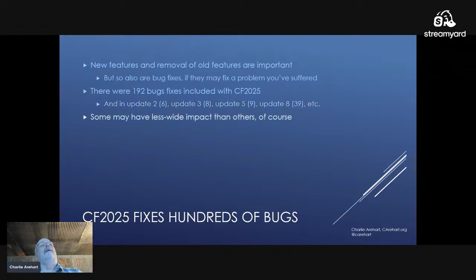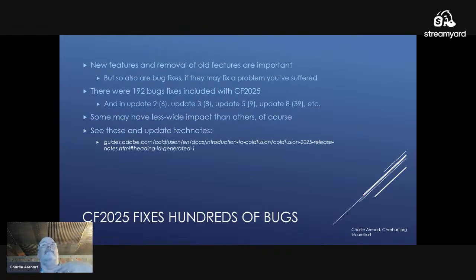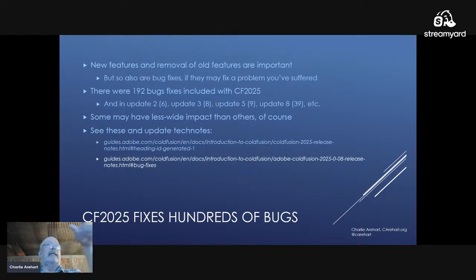Some of them may have less wide impact than others. So maybe they're important, maybe they're not. I'm just saying you should look at the tech notes. This is saying in the original update of 2025, this page talked about what were the bugs fixed and listed 192, or linked to it. And then here's the page with the bug fixes themselves. And then each tech note for each update often has a table. If it fixes bugs, there's a table saying, here are the bugs that got fixed.